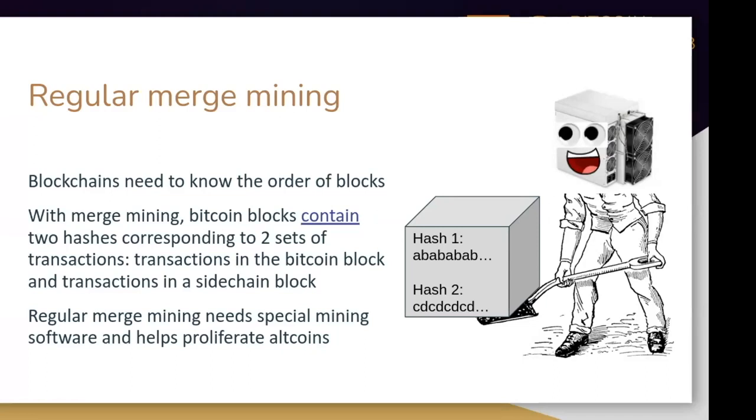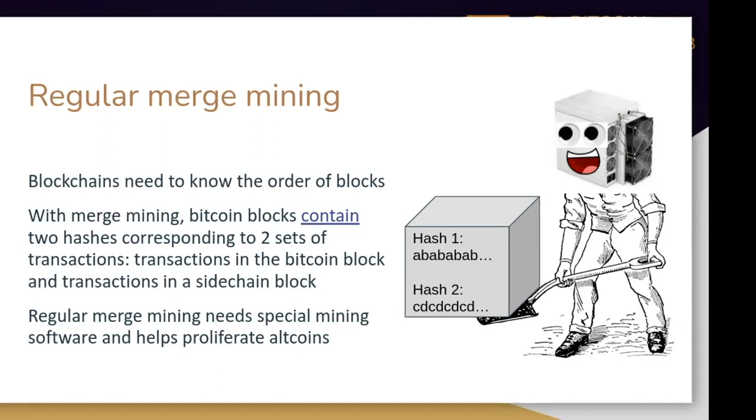So Bitcoin solves this with proof of work, and it allows us to come to consensus on the order of blocks in Bitcoin. But merge mining, a proposal by Satoshi, would allow two different blockchains to share proof of work, and thus you'd be able to follow the order of transactions just by knowing one of those blockchains.